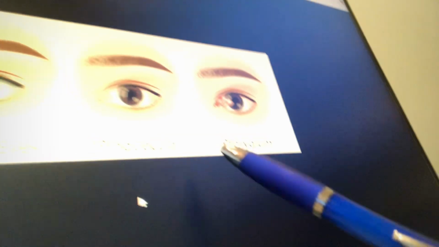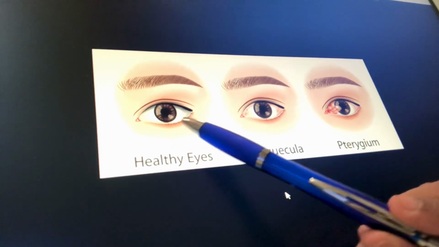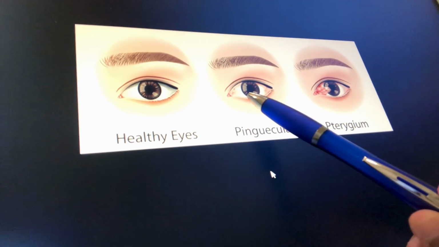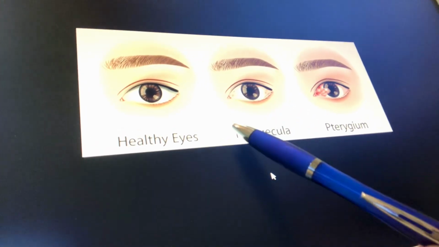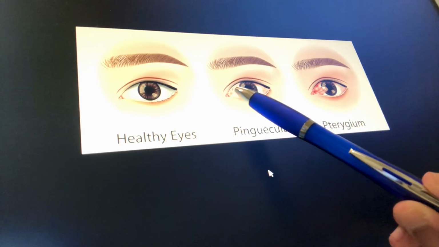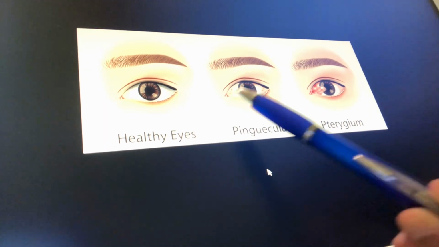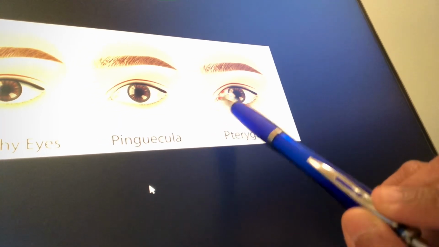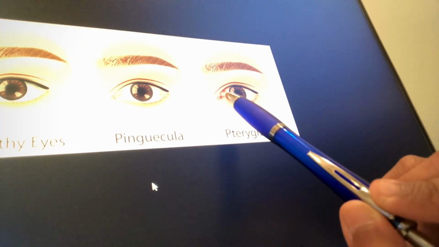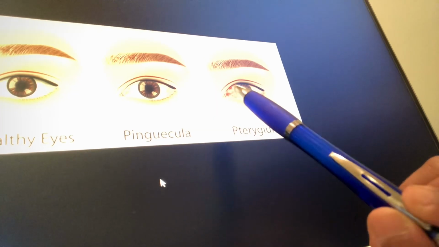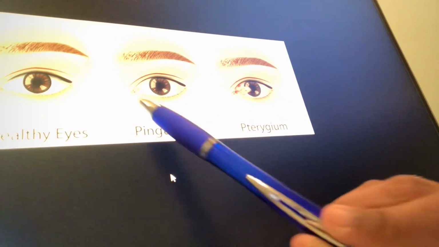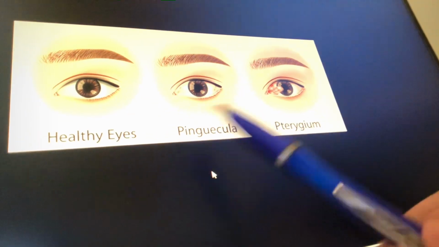Okay, so going back, let me move this camera a little bit. That's the healthy eye. No pinguecula, no pterygium. This is where the pinguecula is sitting right there. So that would be nasally. Nasal means that it's sitting towards the nasal side. And this is the pterygium. Again, it's nasally, so it's sitting towards the nasal side. Or it could be here also, so it could be nasal or temporal. So now you know the difference.